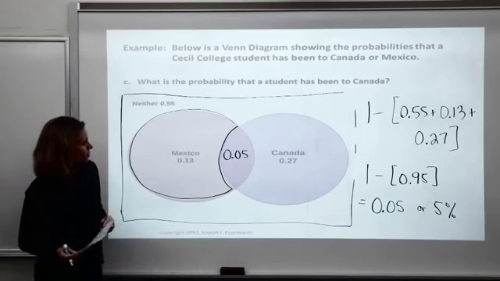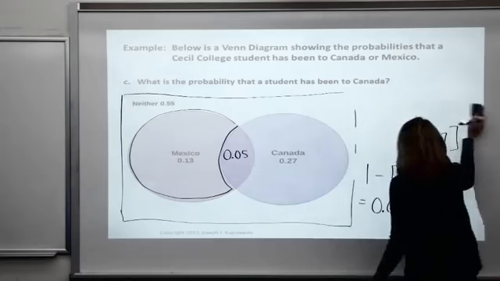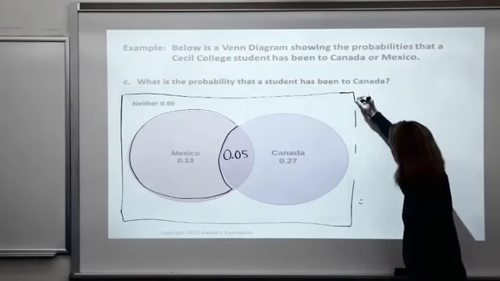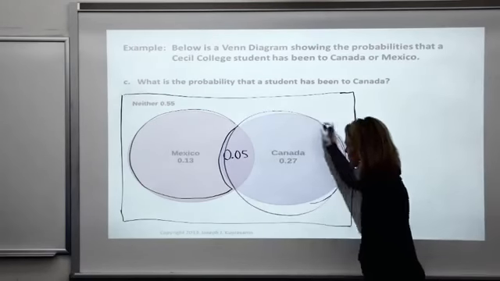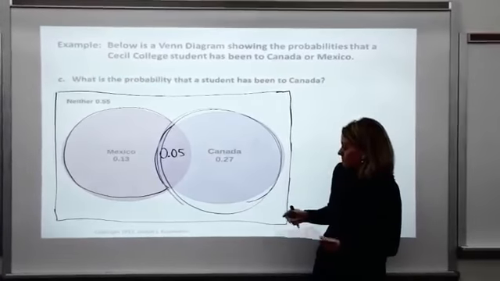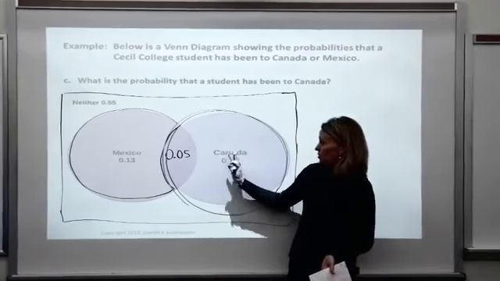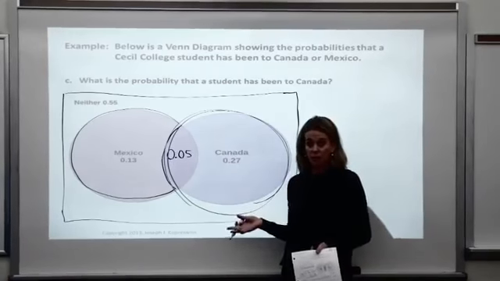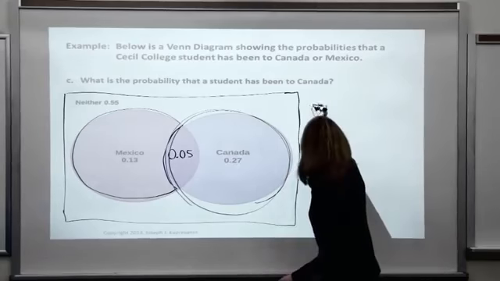All right, next question, part C. What's the probability that a student has been to Canada? Here are all the students that have been to Canada. We want to take everybody in this entire circle. And so we're simply going to add up the likelihood that a student has only been to Canada and the likelihood that a student has been to Canada and Mexico. And we'll have the likelihood that a student has been to Canada.